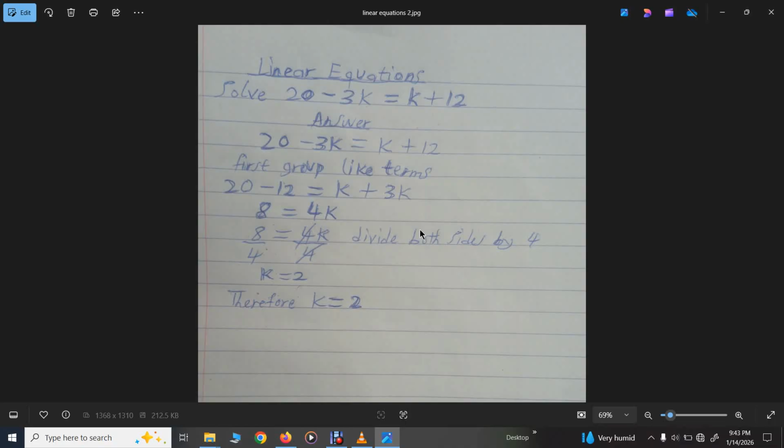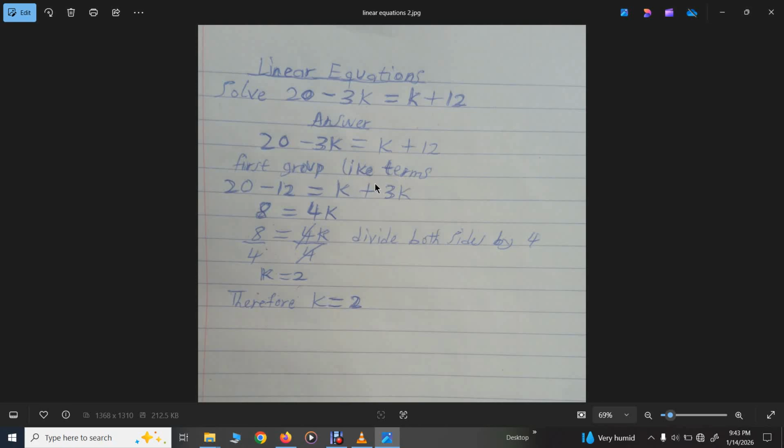Today we're going to learn something about linear equations. An example: solve 20 minus 3k is equal to k plus 12. Now answer, 20 minus 3k equal to k plus 12. When you get a question like this, the first thing you have to do is group like terms.